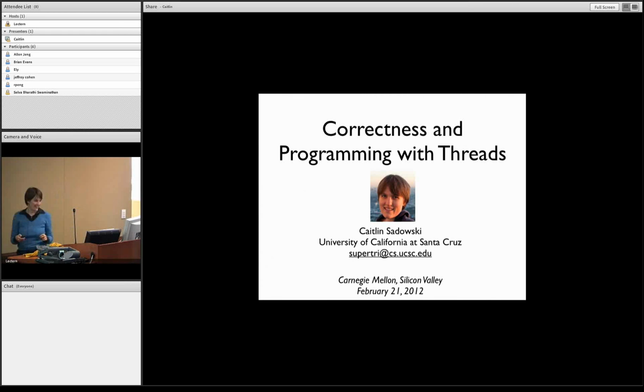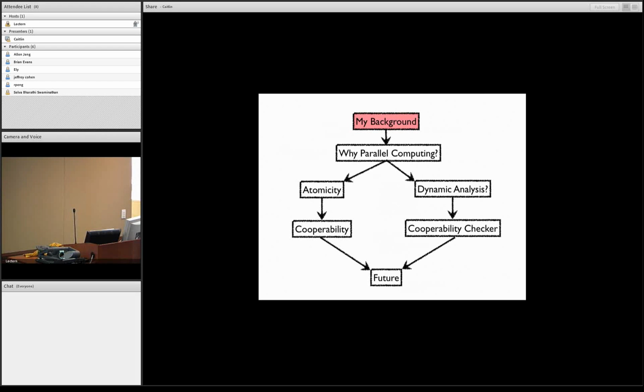Hello. Okay. So my name is Caitlin, and I'm a PhD candidate at the University of California at Santa Cruz, where I work on a variety of projects, but many of them are related to parallel programming. So today I'm going to start out by talking about my background and parallel computing in general, and I'm going to tell you about a couple of interesting correctness conditions for concurrency that you may or may not have heard of. One in particular that I've done a lot of recent work on, and I'll talk about how you can use dynamic analysis to check for that correctness condition.